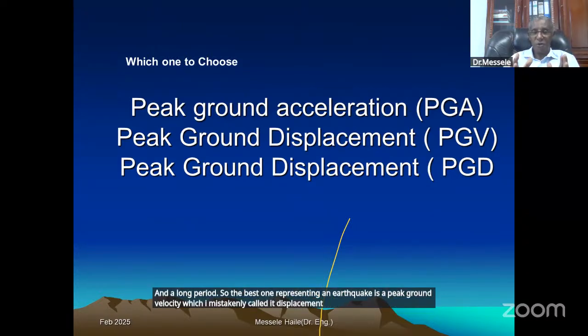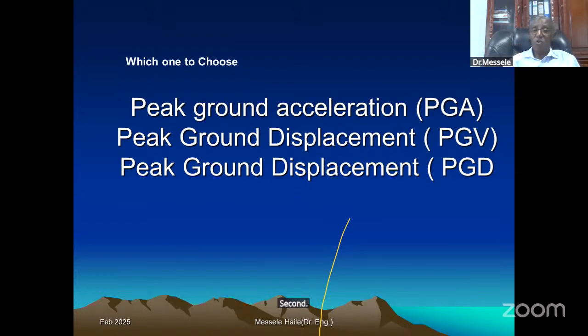Why? First of all, it catches something of the short period, the long period, and focuses on the medium period, which is what most earthquakes and soils are. Second, it is velocity. So you can easily convert it to energy. Kinetic energy, very easily, have mv squared, even simply with our understanding.